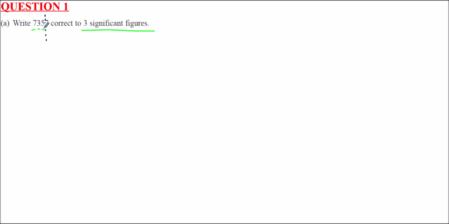So, as ever, to see if this 5 is going to stay as a 5 or round up, we look at the number next door to it, which is a 7. 7's 5 or higher, which means this 5 is rounded up to a 6. So our answer to 3 sig figs is 7, 3, 6. First, second, third significant figure.